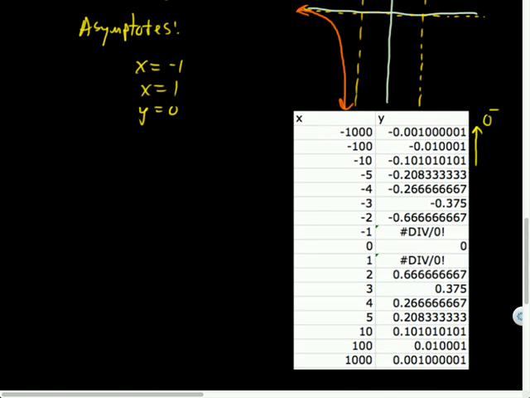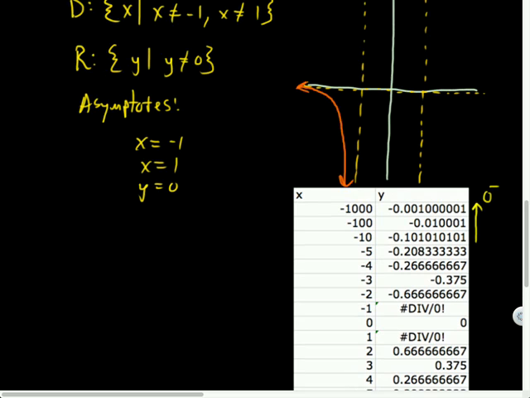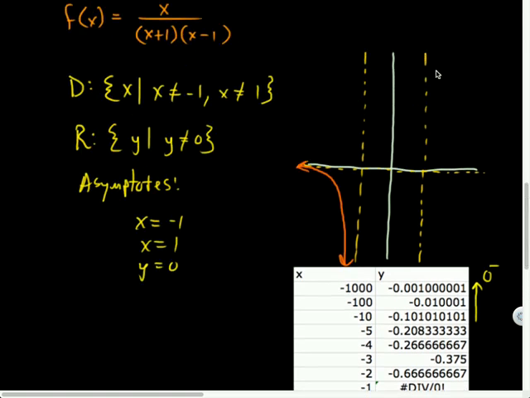As x goes really positive, this also verifies that it's approaching 0: 0.1, 0.01, 0.001, and this is approaching 0 from above, so graphically speaking, it would look like that.